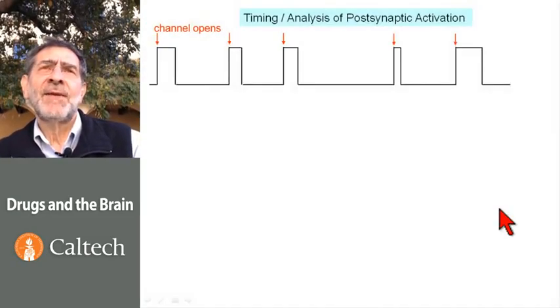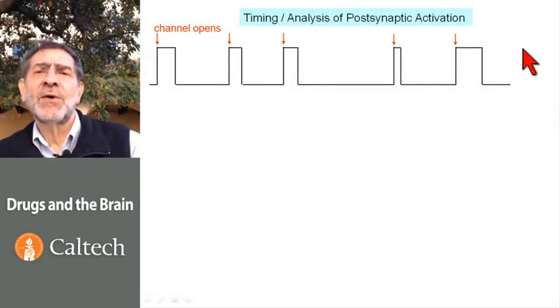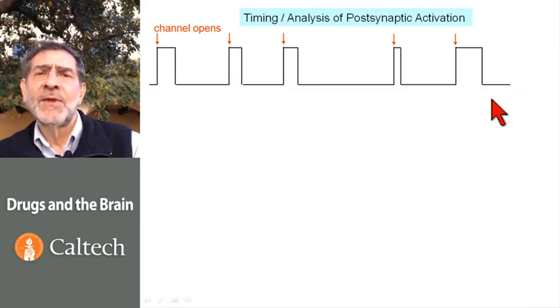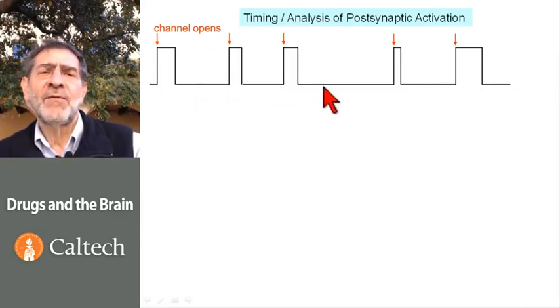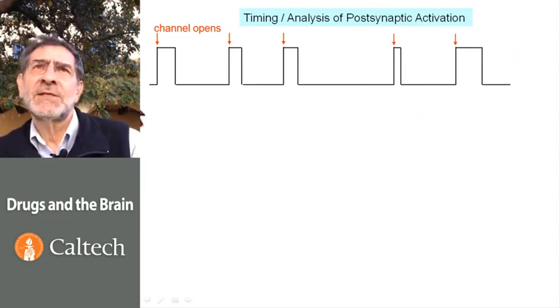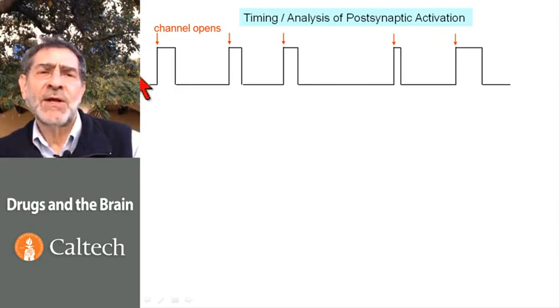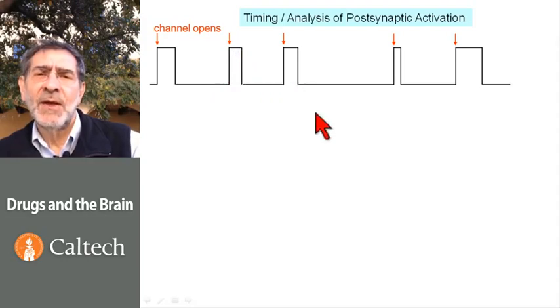Now, let's talk in detail about the timing and the analysis of postsynaptic activation. Here we imagine that we are doing a single channel recording from a postsynaptic membrane. Single channel recordings are done with patch clamps, and here at the baseline, the channel is closed. We have one channel in the patch, and we have some agonists, some acetylcholine or some glutamate, depending on which channel we're monitoring. And every once in a while, the channel opens, it stays open for a while, and then closes. Here it opens again and stays open for a while, and then closes.